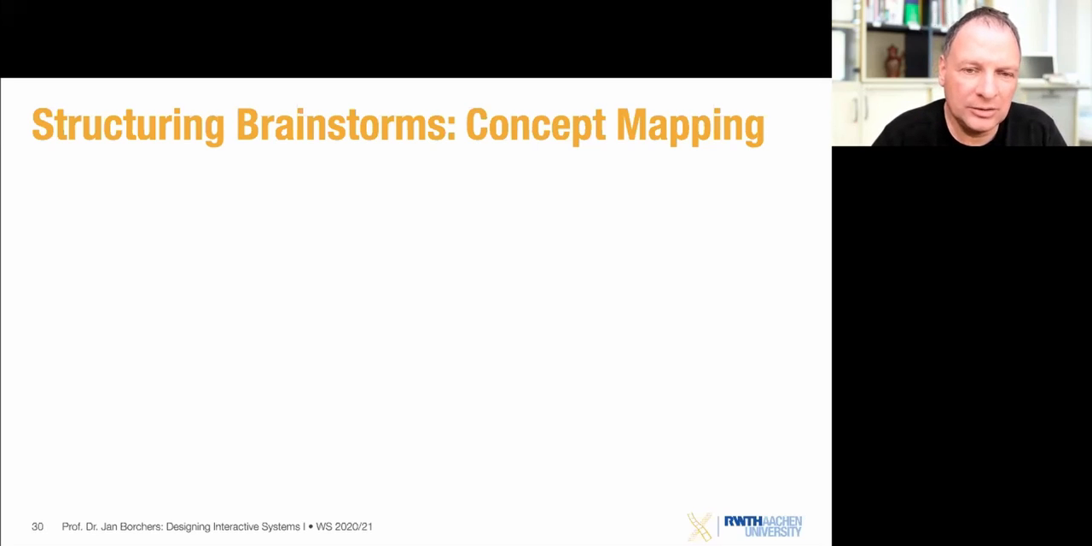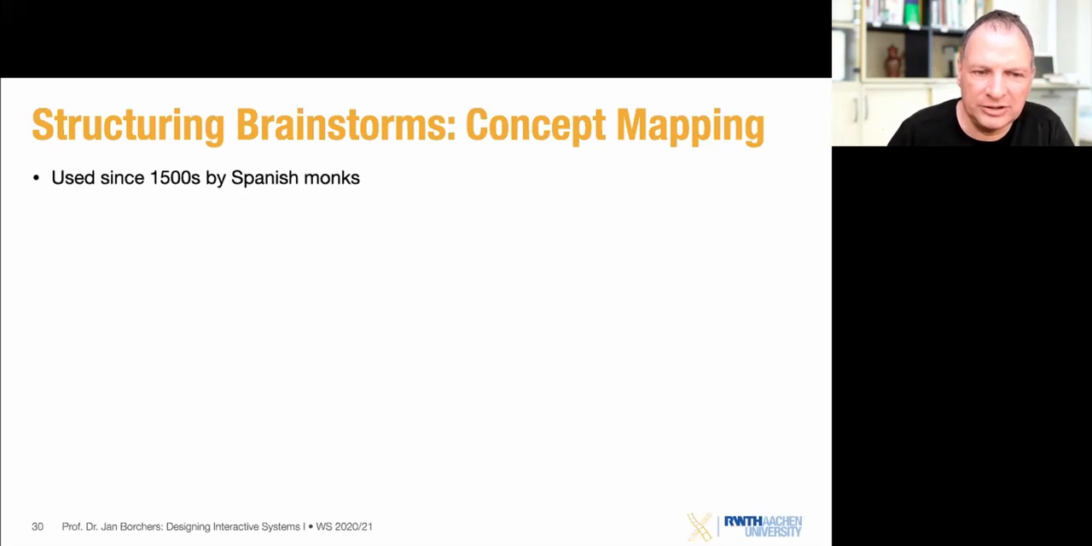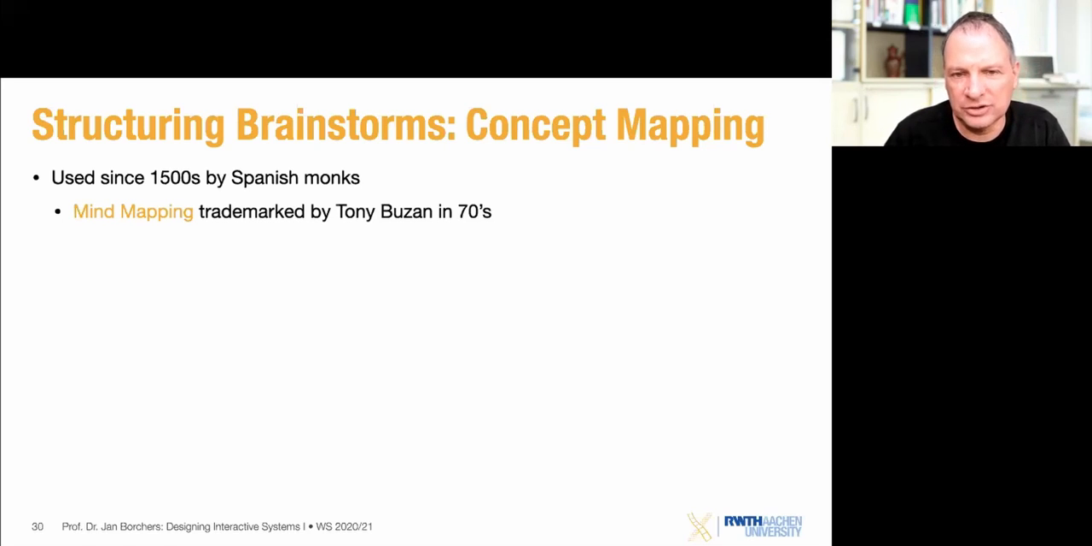What we're going to do now is what's called concept mapping. This is to structure what you found out in your brainstorm. This is a technique that's been used forever. In the Middle Ages, Spanish monks used it, and the name mind mapping used to be used for that, but that got trademarked by a guy in the 70s, so people now call it concept mapping.